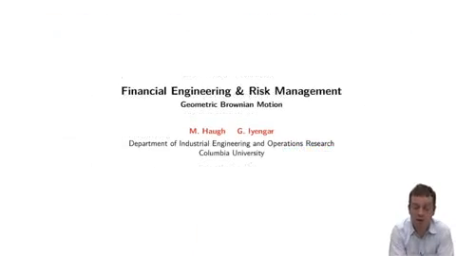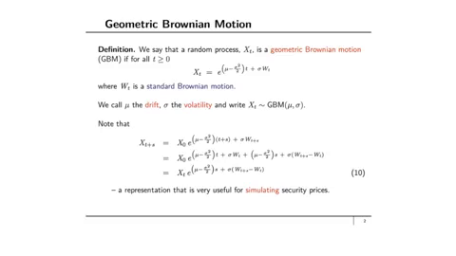In this module, we're going to discuss geometric Brownian motion. Geometric Brownian motion is a very important stochastic process, or random process, that's used everywhere in finance. We have the following definition.